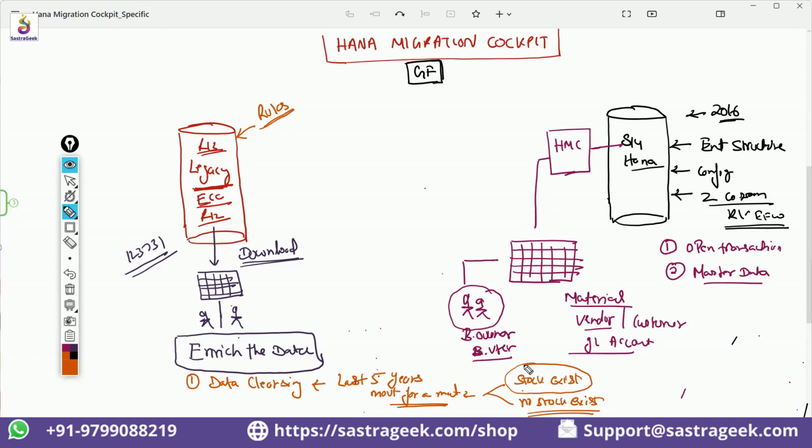I have just given you one example. Another example can be customers and vendors: duplicate customers, duplicate vendors, or customers and vendors you have created but not done business with for the last 3 or 5 years. Those can be removed and cleaned from the system, and you only bring the data on which you are working. So the junk data can be removed. That is a quick example of how data cleansing can be done within the data enrichment.